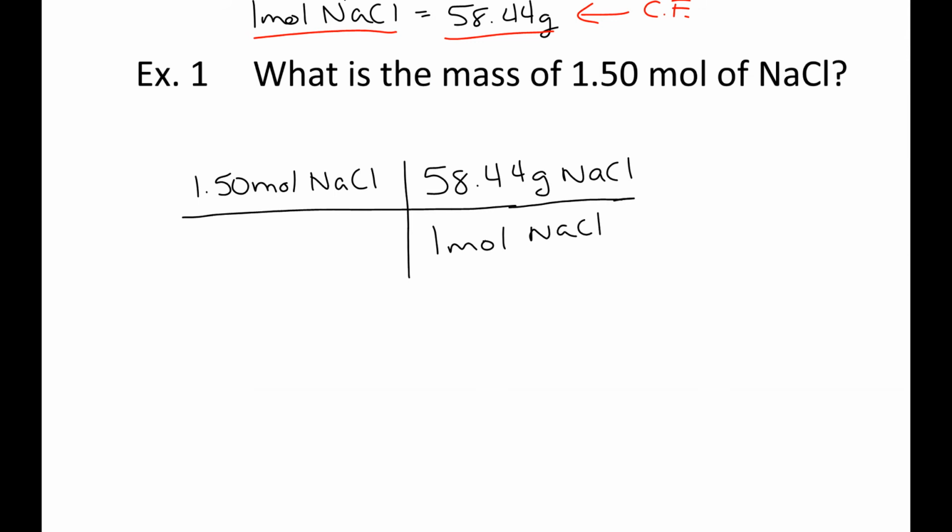And if you don't want to look at the mole bridge, you really don't have to. You know to put the 1 mole of NaCl on bottom because you got to cross off the moles of NaCl that's already on top.